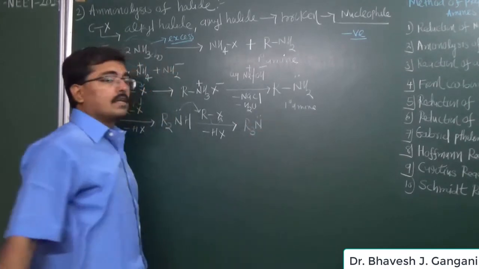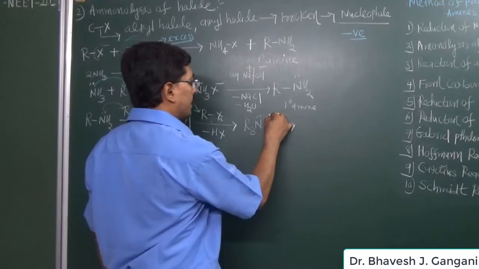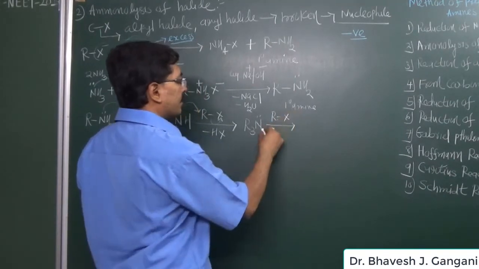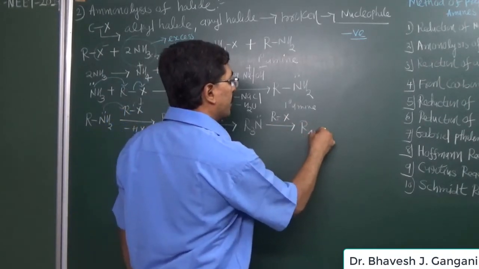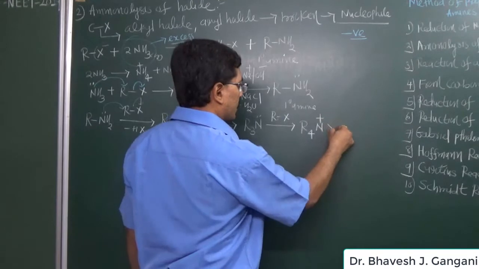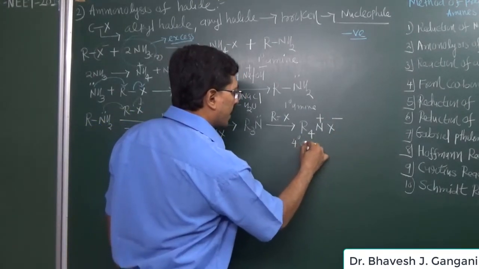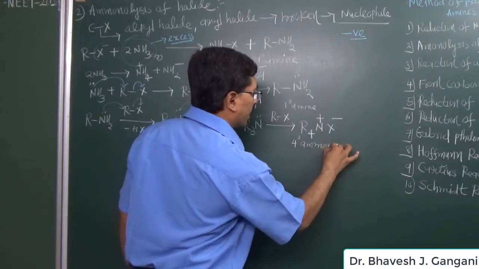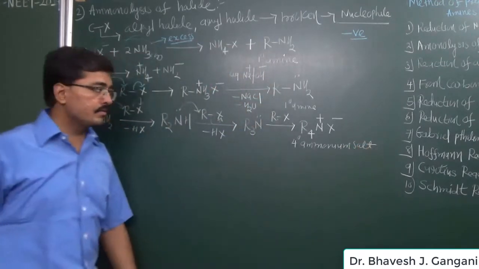And whatever tertiary amine is obtained, once again it is possible to react. Once again this tertiary amine can react with an alkyl halide, and we get a quaternary ammonium salt. So it is observed that what is obtained is a quaternary ammonium salt. This quaternary ammonium salt will be obtained by using this method.